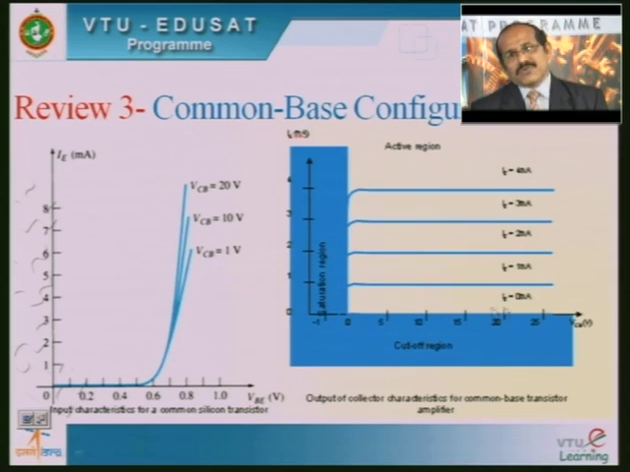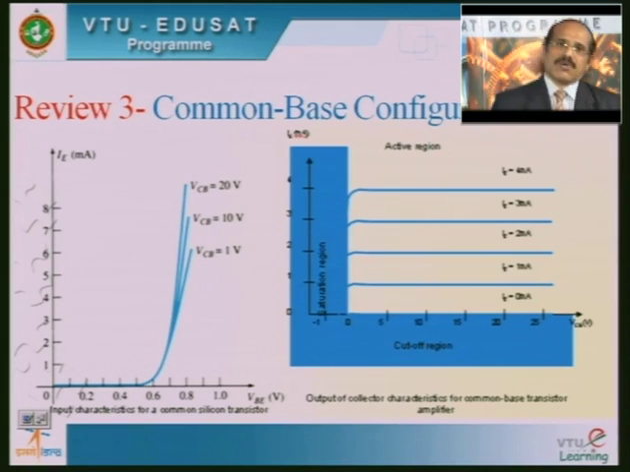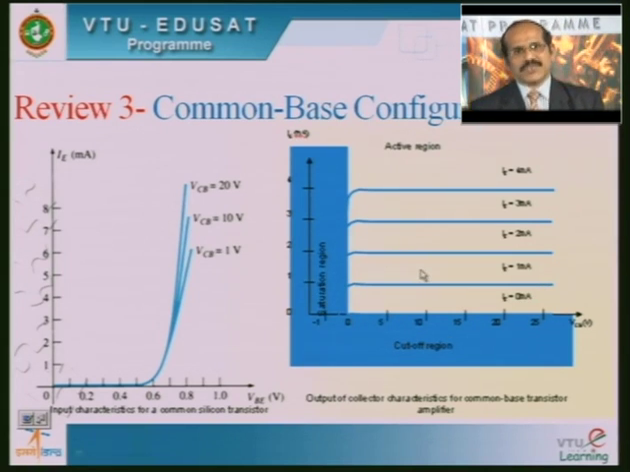Another point you can note down is that once VCB increases beyond 25 volts, there will be a breakdown that results in a large increase in collector current. It is because the depletion region across the collector base junction almost reaches the depletion region along the input junction, that is, the emitter base junction.